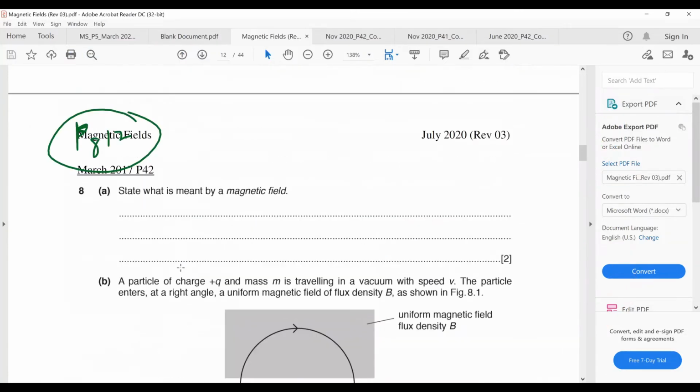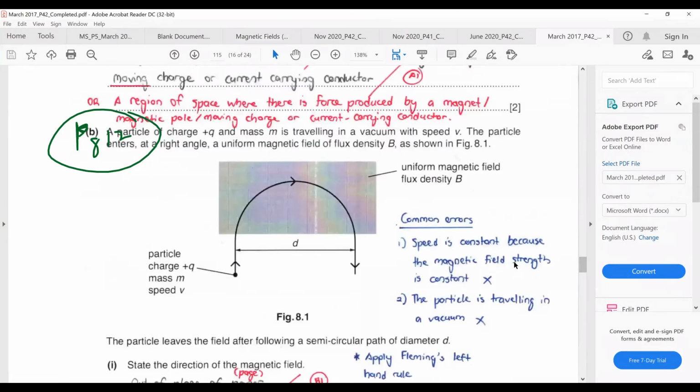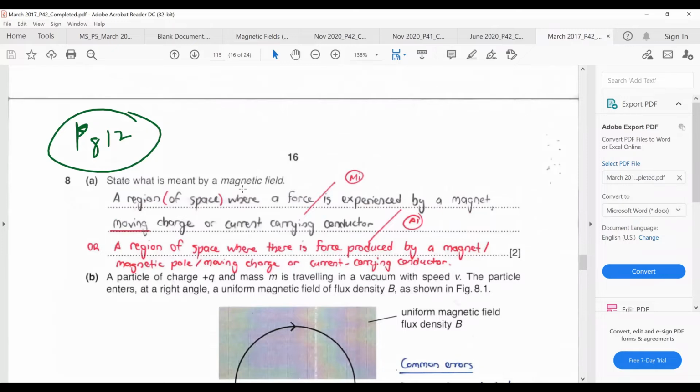All right. State what is meant by magnetic field, March 17, P42. Magnetic field is just a region where a force is experienced by a magnet, moving charge, or current carrying conductor. So any one of these would do. As long as you have the wording, a region where force is experienced, this is one mark. And then after that, you subsequently mention either a magnet, moving charge, or current carrying conductor. You don't need to write all three, just need to write one. Personally, I would not write just magnet itself. It seems too obvious.